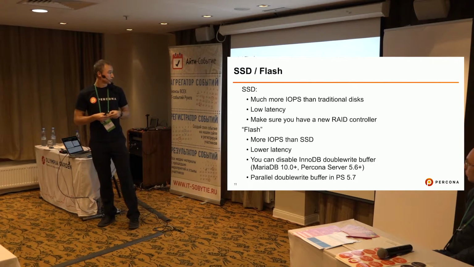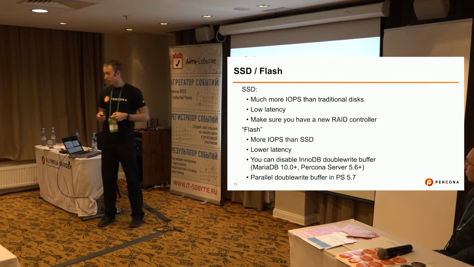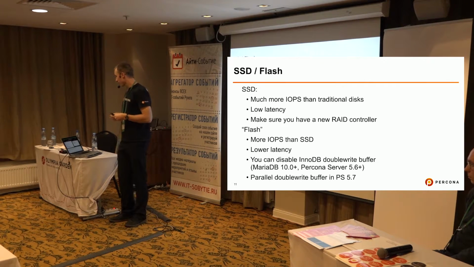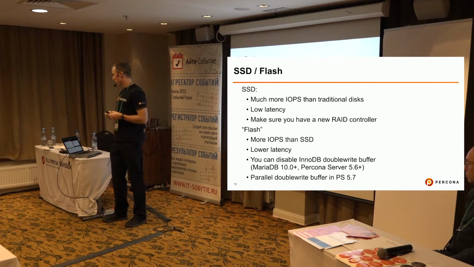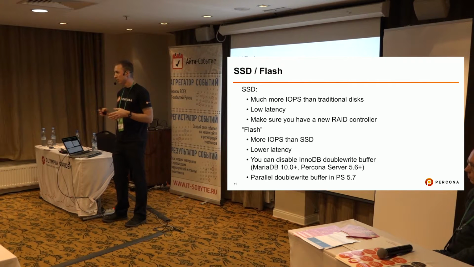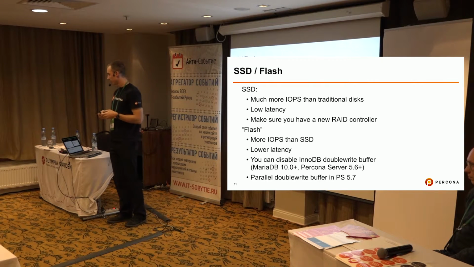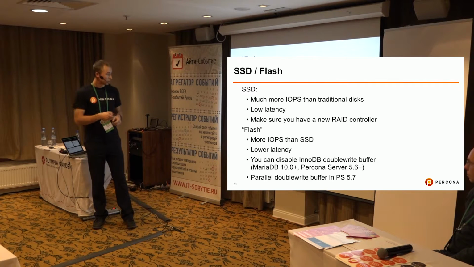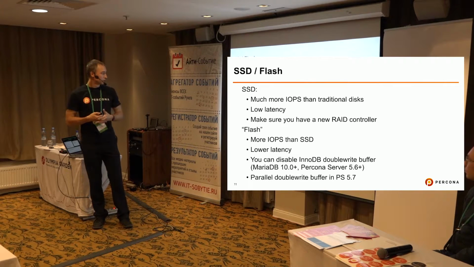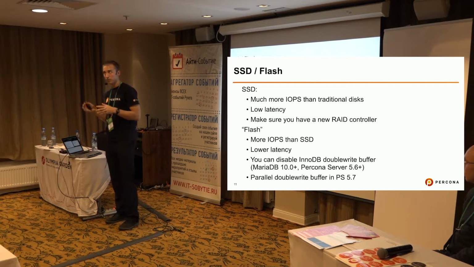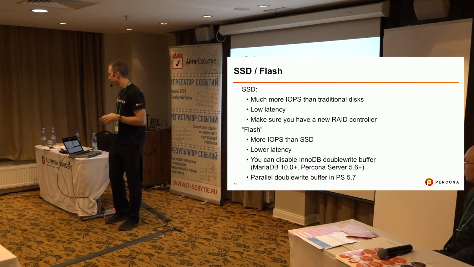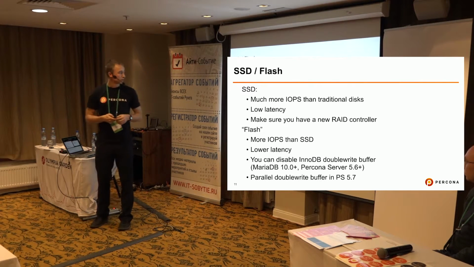And also some words about the double write buffer. InnoDB uses a shared double write buffer between all the buffer pool instances, and so when it flushes the buffer, the writes are blocked until it has to finish. For example, you can either disable the double write buffer, or in Percona Server 5.7 you can use parallel double write buffer, which is a private buffer for each separate instance. So that's an advantage there.